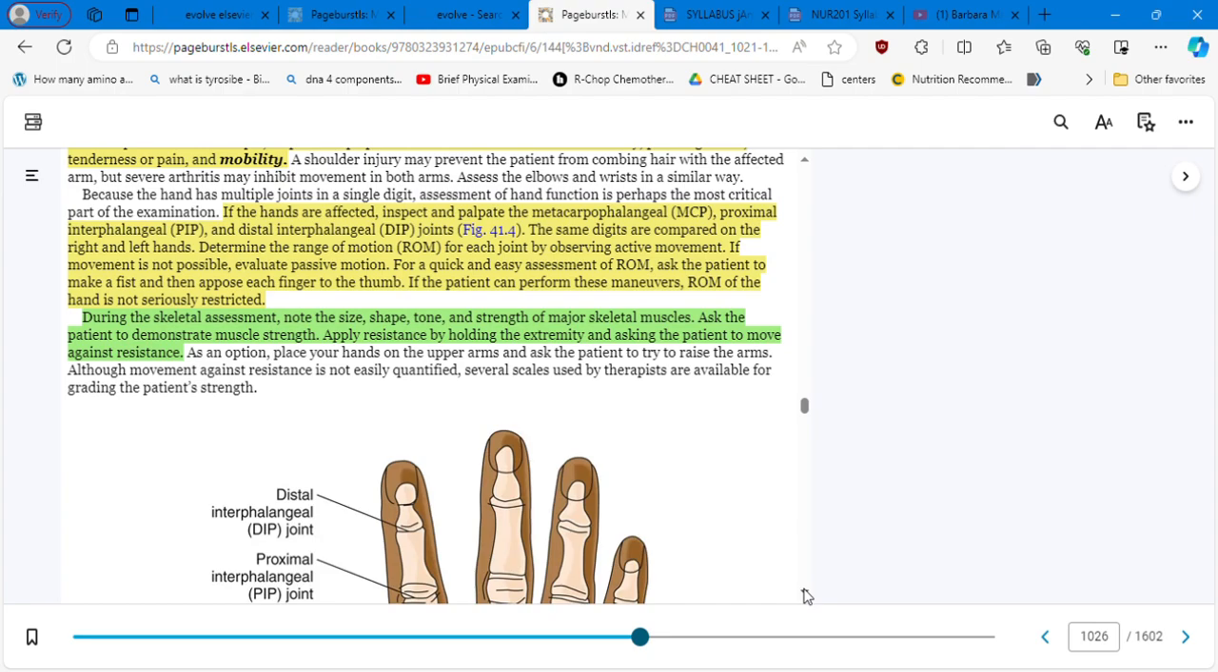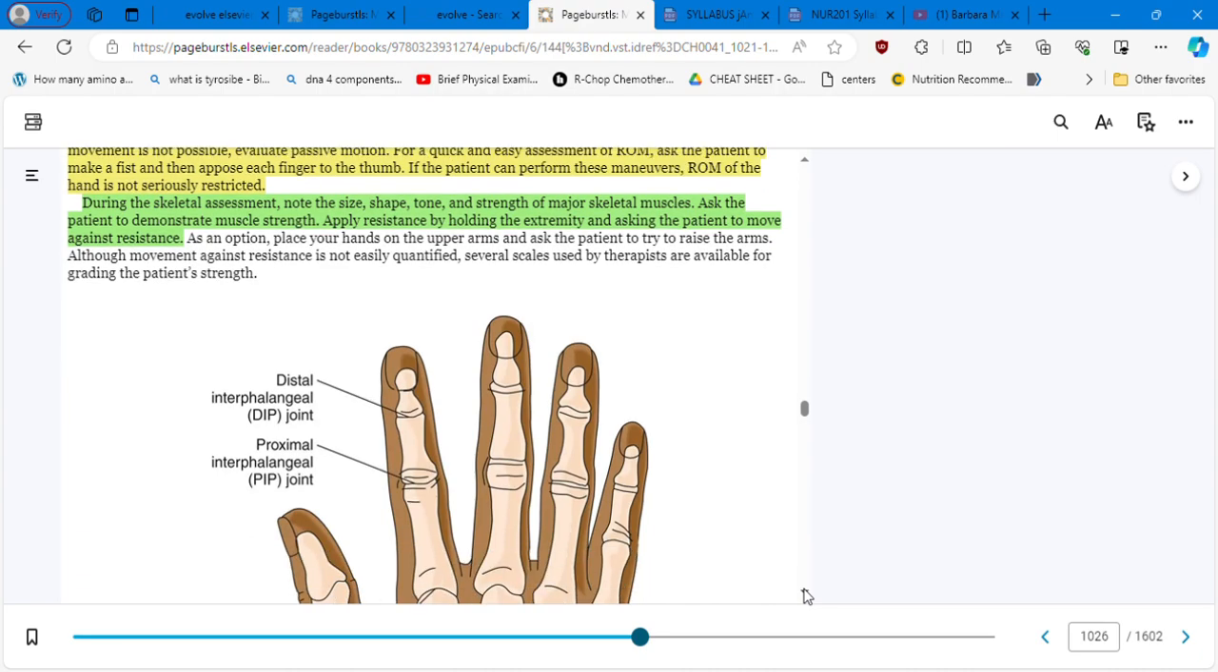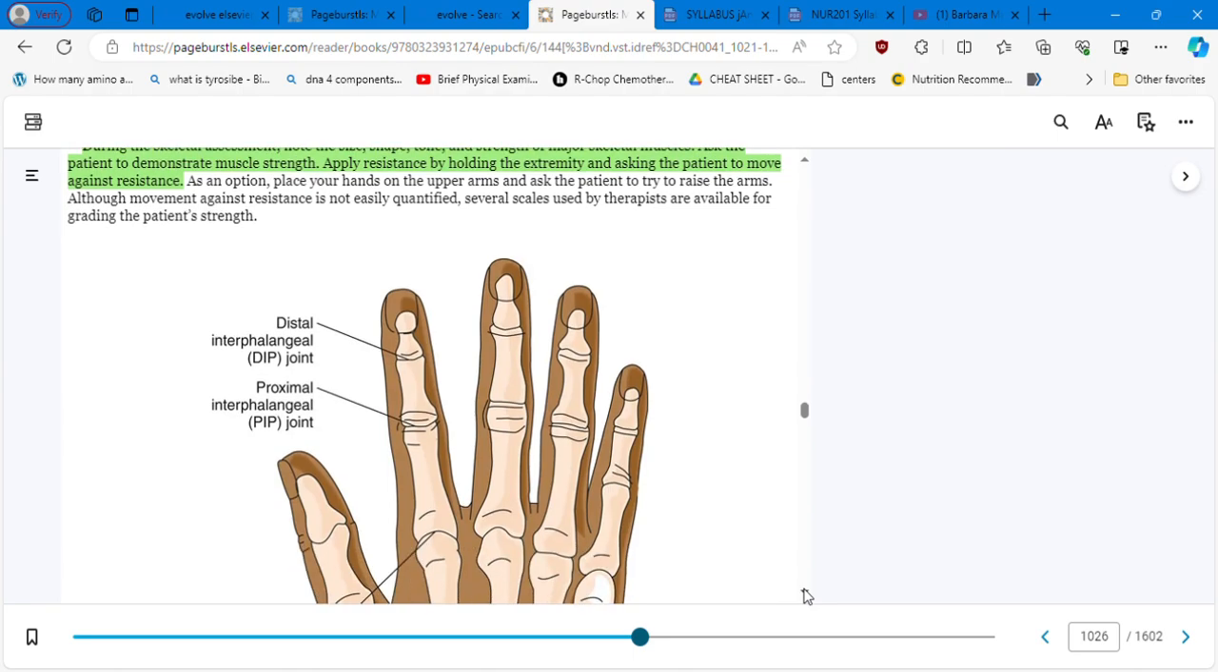For a quick and easy assessment of range of motion, ask the patient to make a fist and then oppose his finger to the thumb. If the patient can perform these maneuvers, range of motion of the hand is not seriously restricted. During the assessment of the skeletal area, note the size, shape, tone, and strength of major skeletal muscles. Ask the patient to demonstrate muscle strength. Also apply resistance by holding the extremity and asking the patient to move against resistance.